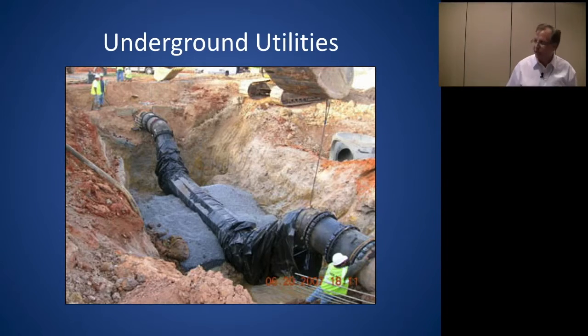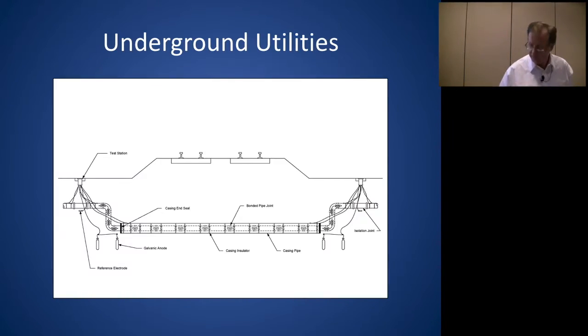This is kind of what it looks like. This one doesn't show a casing. There should be a casing right here, but that's kind of what it looks like. This would be an insulator here. That would be an insulator there, and then we put test stations and cathodic protection on it. That's kind of what it looks like on a drawing, although you very rarely see 90-degree bends there.